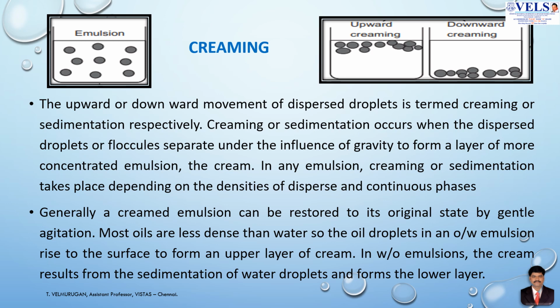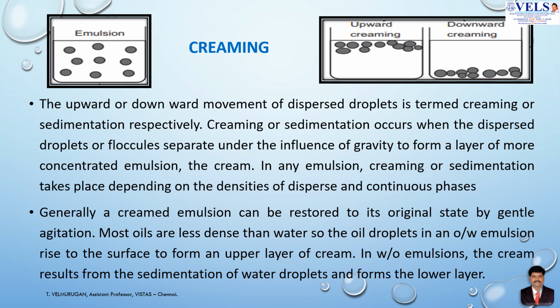Okay, in any emulsion, creaming or sedimentation takes place depending on the density of the dispersed and continuous phase. This is very important. See, density plays the major role. Density of the particles is the major factor involved in creaming. Okay, so generally a creamed emulsion can be restored to its original state by gentle agitation.